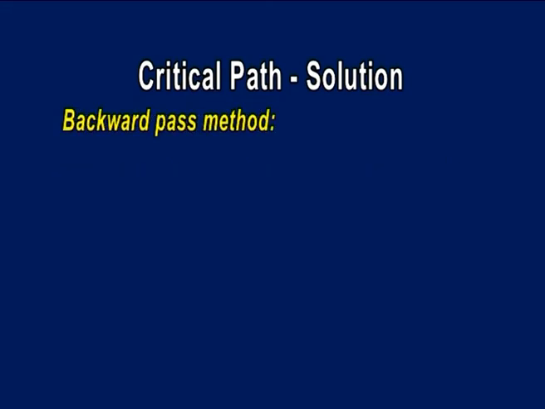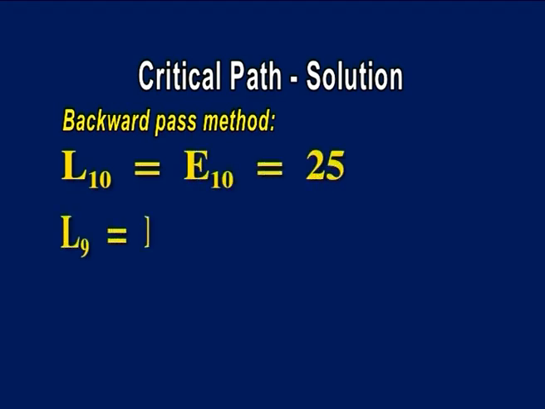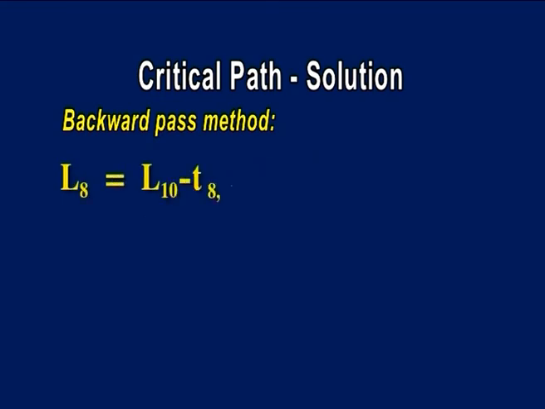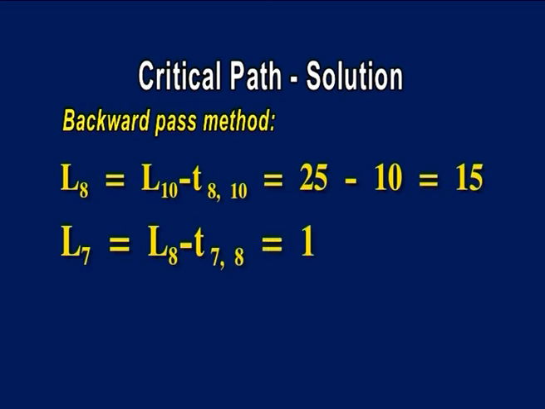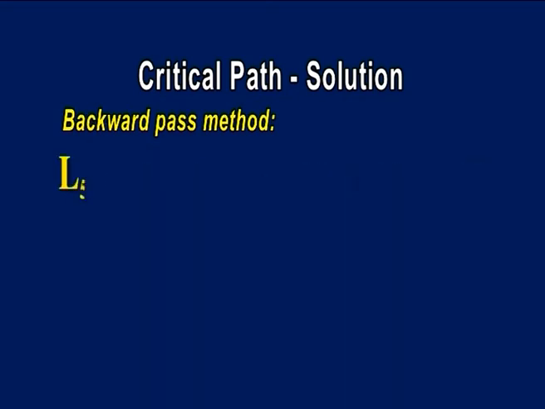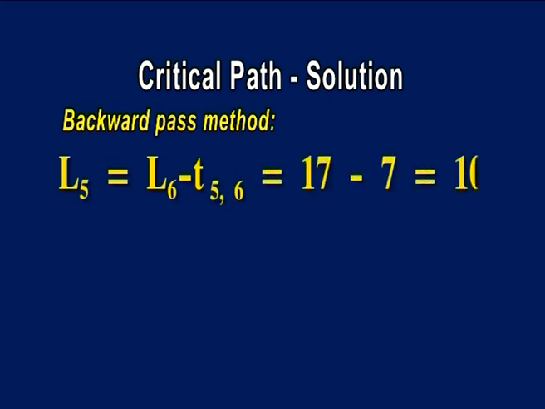Backward pass method. L10 is equal to E10, which is 25. L9 is equal to L10 minus T9,10, which is 25 minus 5 equals 20. L8 is equal to L10 minus T8,10, which is 25 minus 10 equals 15. L7 is equal to L8 minus T7,8, which is 15 minus 4 equals 11. L6 is equal to L9 minus T6,9, which is 20 minus 3 equals 17. L5 is equal to L6 minus T5,6, which is 17 minus 7 equals 10.